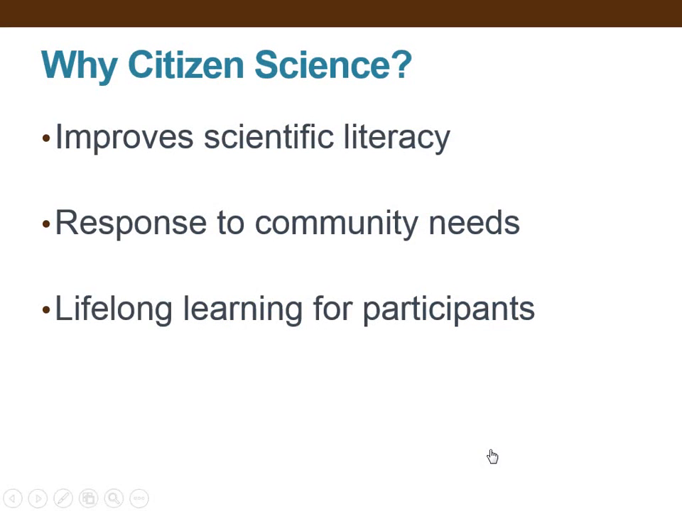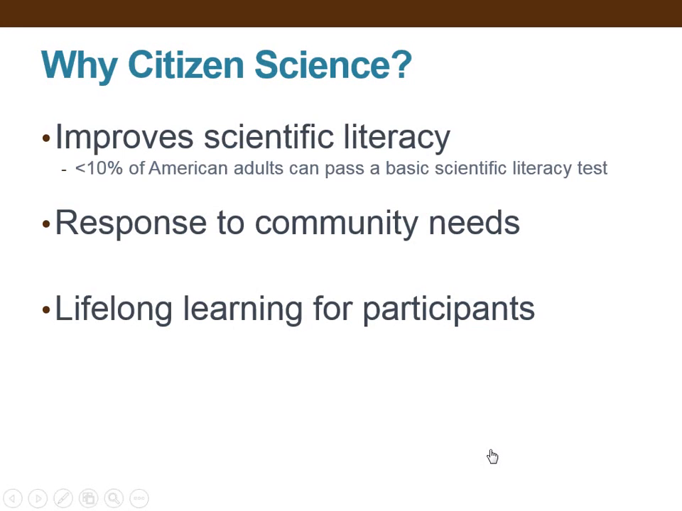So some of the things that citizen science projects can do are improve scientific literacy. And again, I noted before that with fewer than 10% of American adults able to pass a basic scientific literacy test, anything that improves scientific literacy should be welcome.